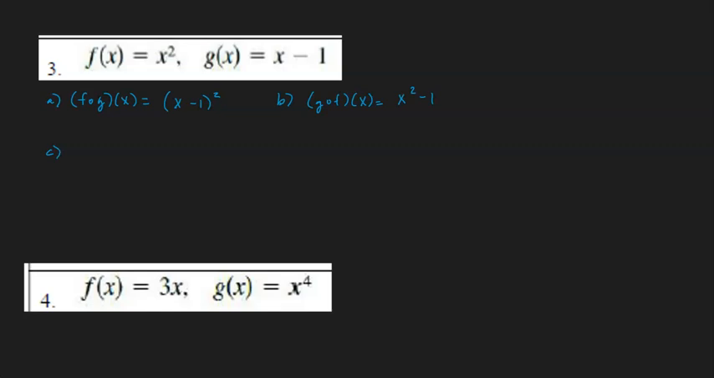And then C is going to be g of g of x, so that's going to be x minus 1, which is x minus 2. That's g of g of x.